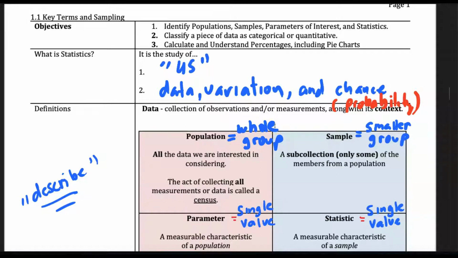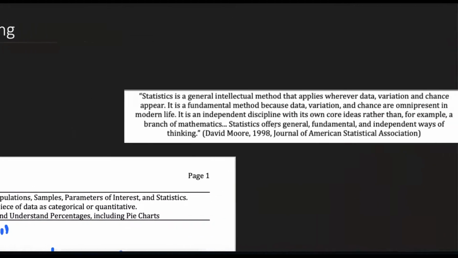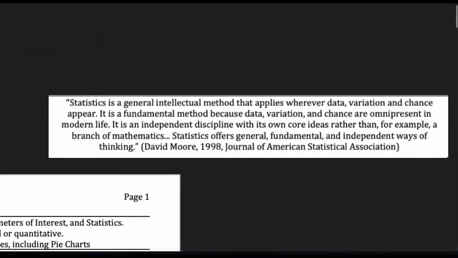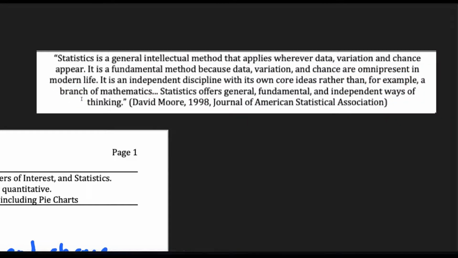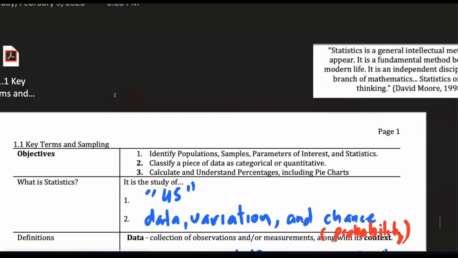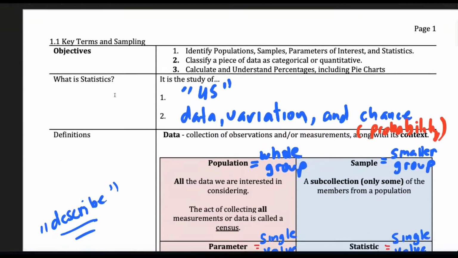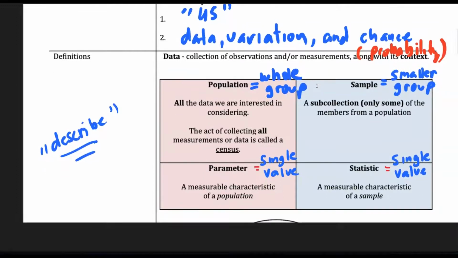There's a formal definition in our syllabus, and I think I have it here. Statistics is an intellectual method that applies wherever data, variation, and chance appear, which is in our world. That's everywhere. And as it says here, it's omnipresent in modern life. And hopefully we start to think about this again. It really is a science, right? And it is different than mathematics, but we'll get a chance to look at that. We use mathematics to help answer questions about the world.